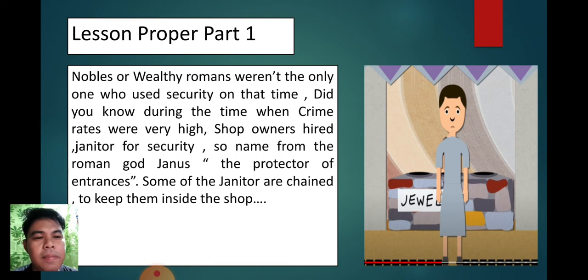The mindset of those shop owners, to be able to protect their property 24/7, was to chain their janitors. At that time, maybe the laws and privileges of a slave were not very high, unlike our time now, a democratic country. We have our laws, rights of a person. At the time of the Romans, the wealthy men and the Romans were powerful, so they could do anything.